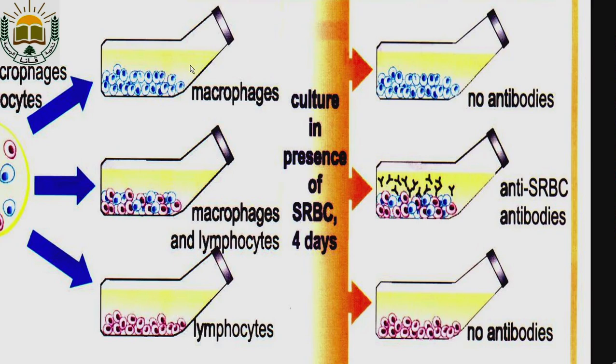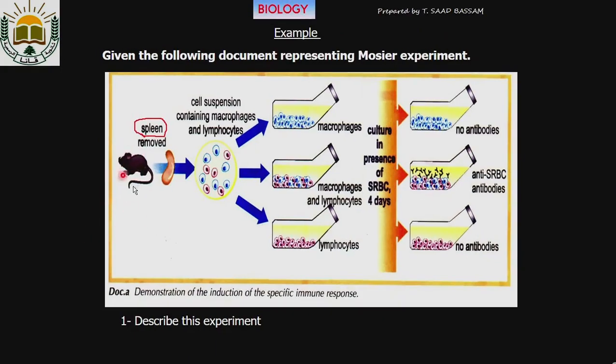So in the first container, we have macrophages and sheep red blood cells. In the second container, we have macrophages and lymphocytes and sheep red blood cells. In the third container, we have lymphocytes and sheep red blood cells. Good. So, this is the mouse.